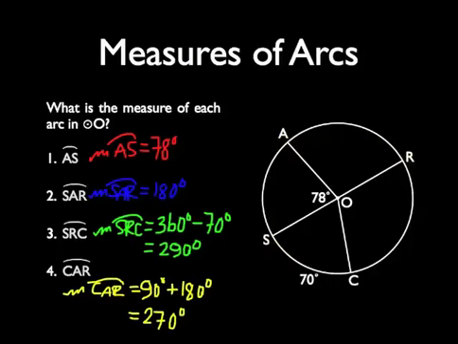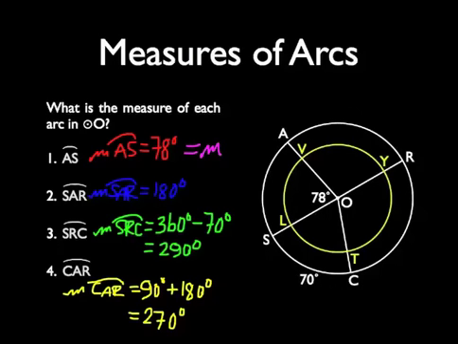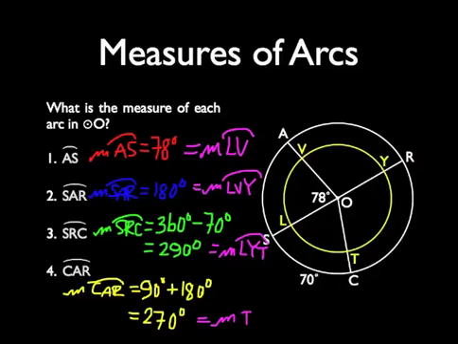I think it's very important to note that the measure of an arc has nothing to do with how long it is. If we put in a concentric circle here, you will notice that arc VL has exactly the same measure as arc AS. Arc LVY has exactly the same measure as arc SAR. Arc LYT has exactly the same measure as arc SRC, and arc TVY has the same measure as arc CAR. So it's very important to know that an arc measure has nothing to do with how long the arc is.